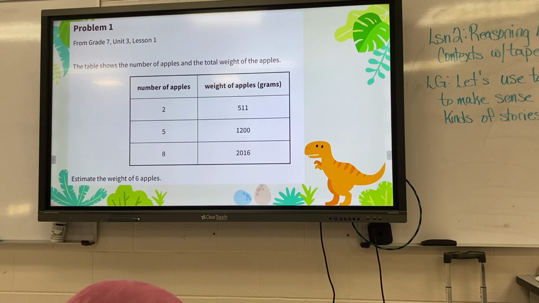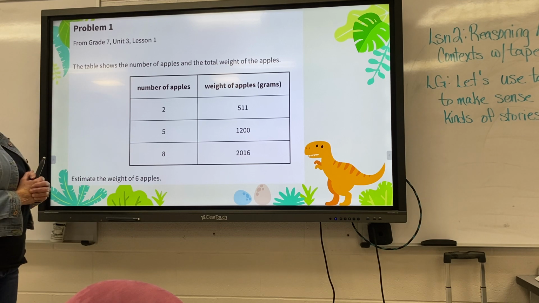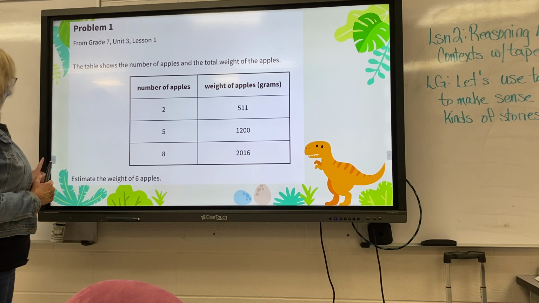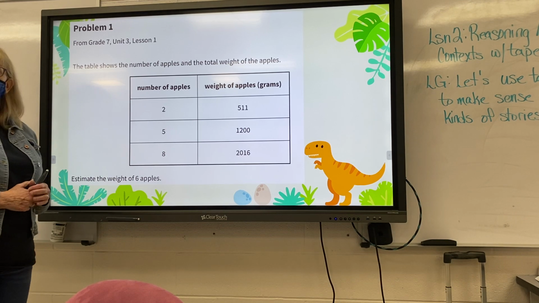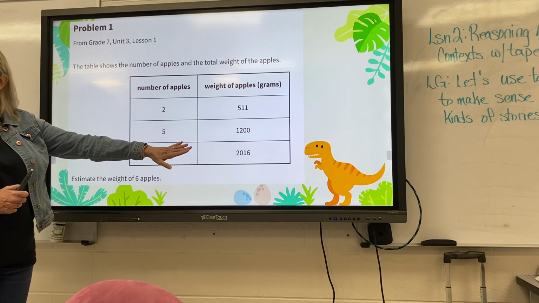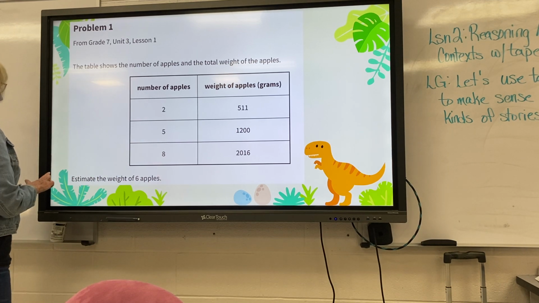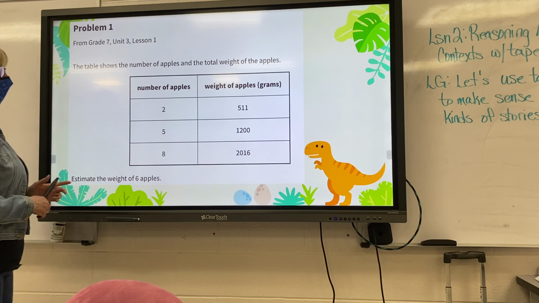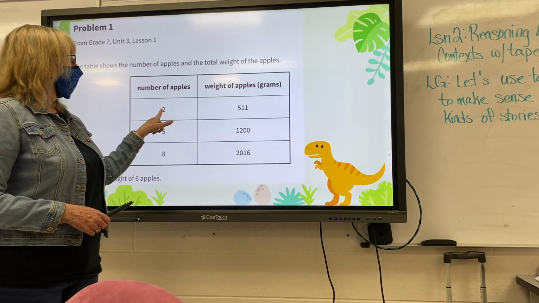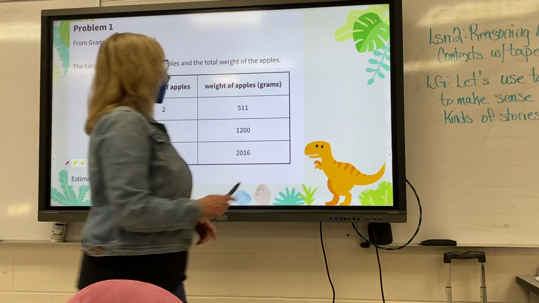So what kind of strategies do you think? You could divide 511 by 2 and then figure out how much 1 apple weighs. Okay, and see if it's consistent. Let's try that. So take out your calculators. Do 511 divided by 2. What do we get?